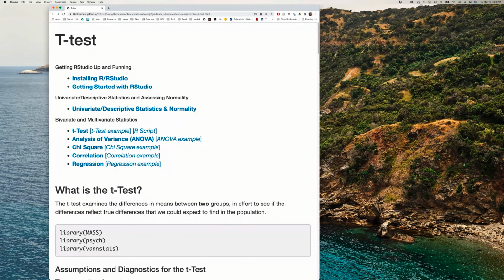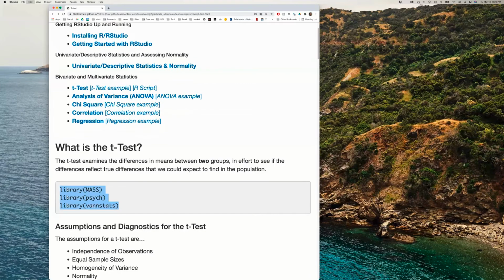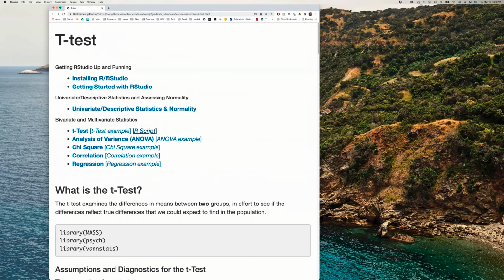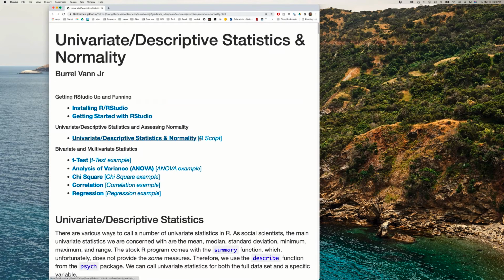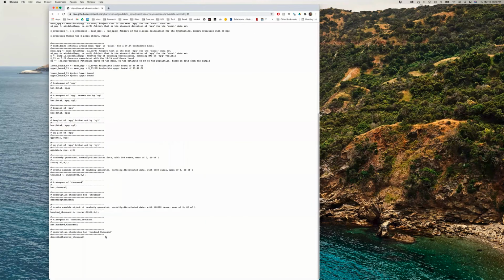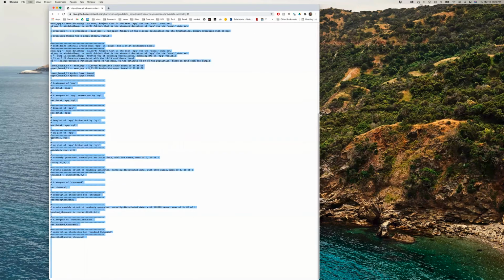And that's because every time we have code, it's going to be separated by this gray bar, and you just highlight and copy and paste into R. Also, you'll see that when you click on, let's say, univariate stats in normality, next to it will pop up an R script. Yeah, this one should work now. It doesn't allow me to have it download for you, but you can just highlight everything, copy and paste it into your R window.